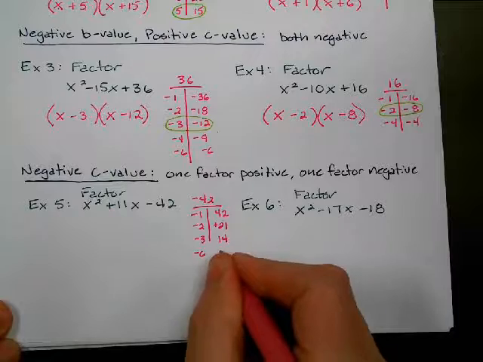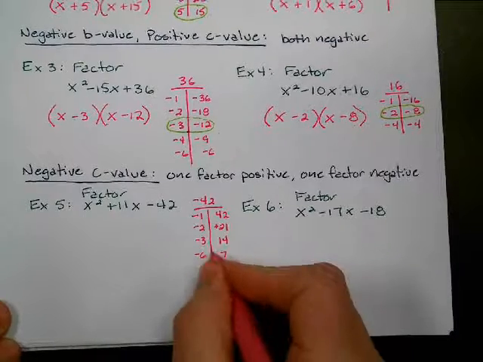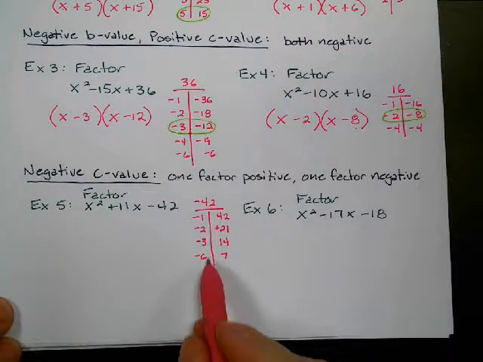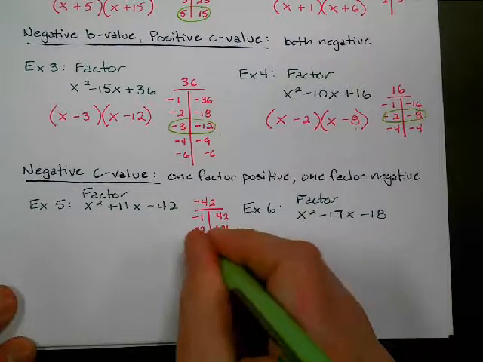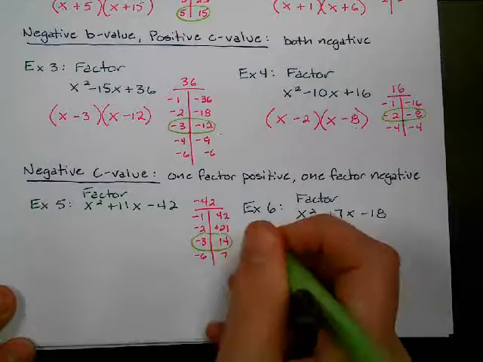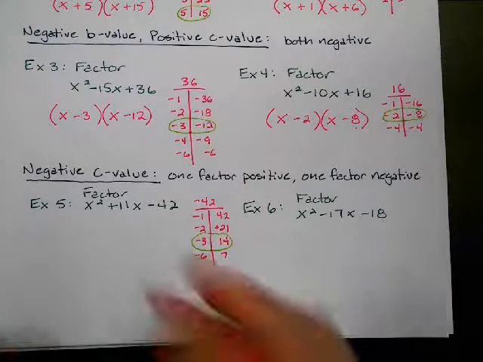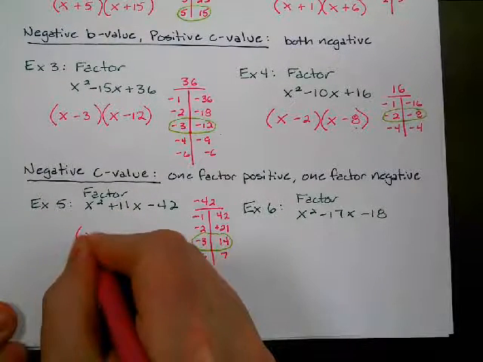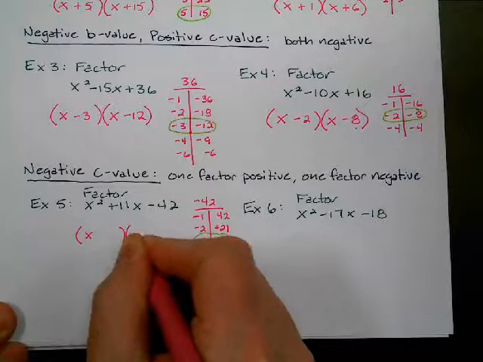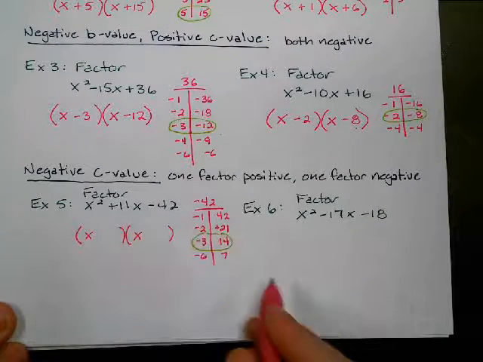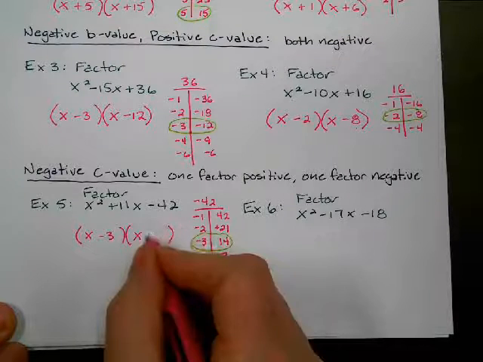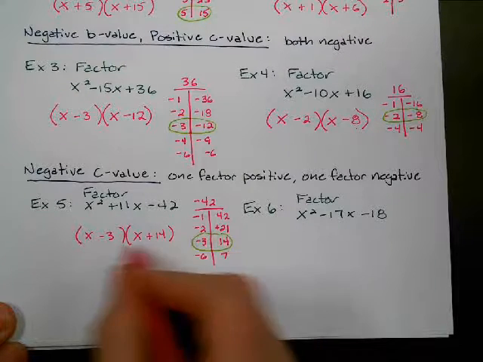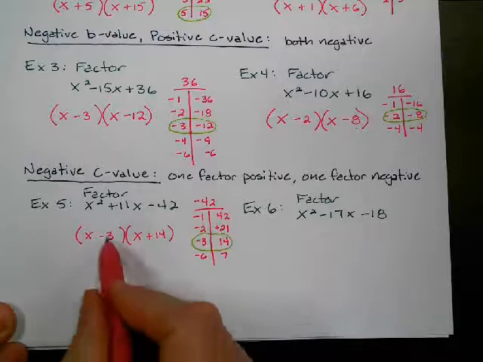All right, those are all my combinations. Do any of those add up to +11? Yes. -3 and +14 do. So in my parentheses, I've got x, and I'm going to multiply it by x. And I've got x -3 right here, and x plus 14 right here. Because when you multiply them, you get -42. When you add them, you get +11.